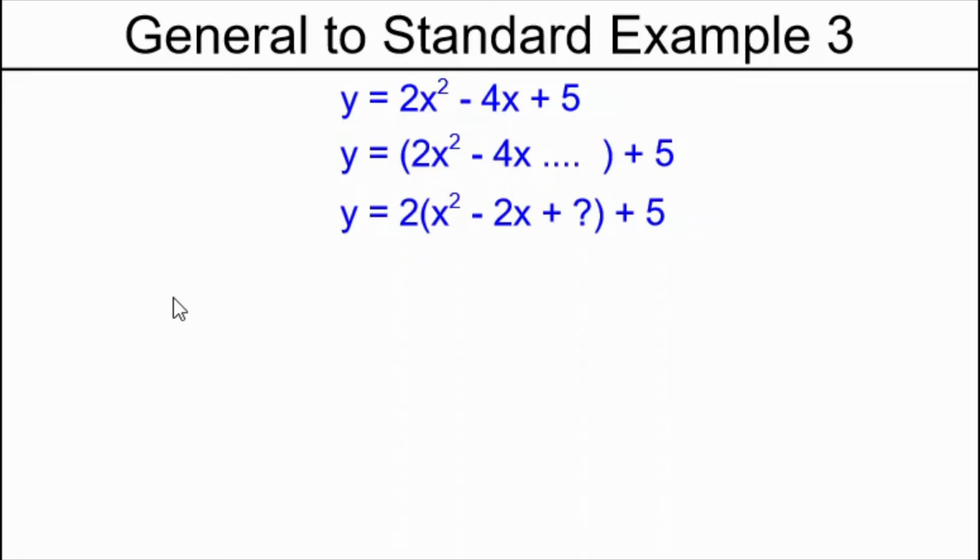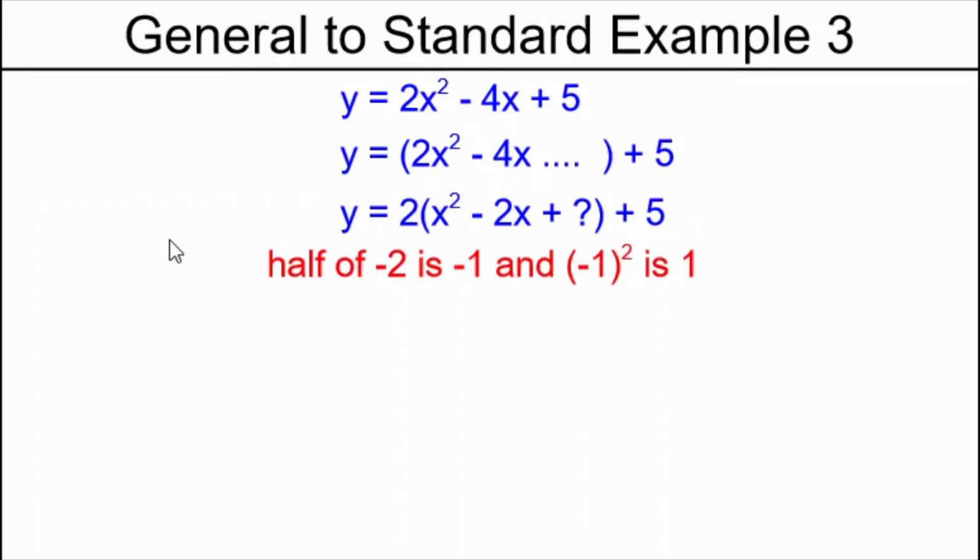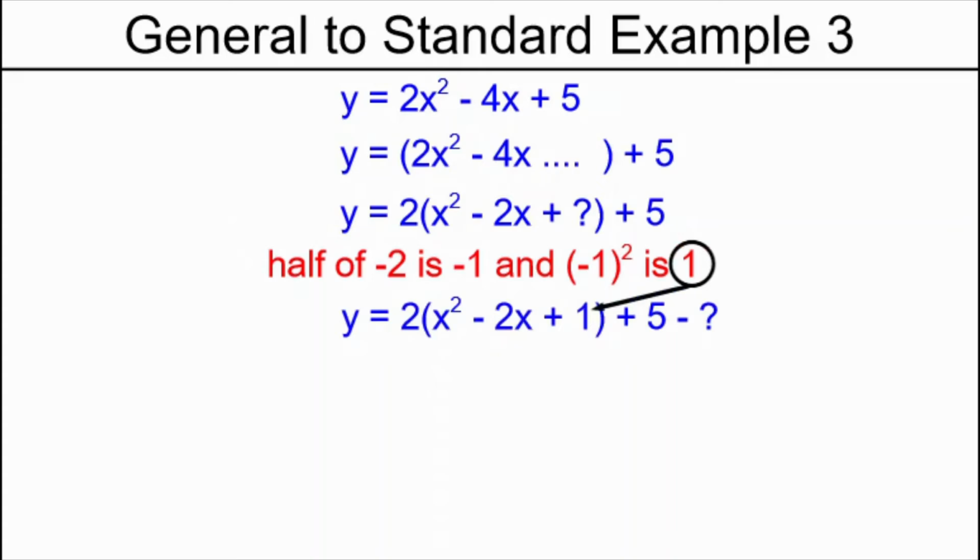We still want to figure out what number needs to go into that position that I'm showing with the question mark. And we use the same trick as with the less complicated examples to do that. The numerical coefficient of the x term is now negative 2. Half of negative 2 is negative 1, and negative 1 squared is 1. We cut that term in half and we square the result. That is the number that we have to add into that position. So now we have the trinomial x squared minus 2x plus 1, which is a perfect square trinomial.